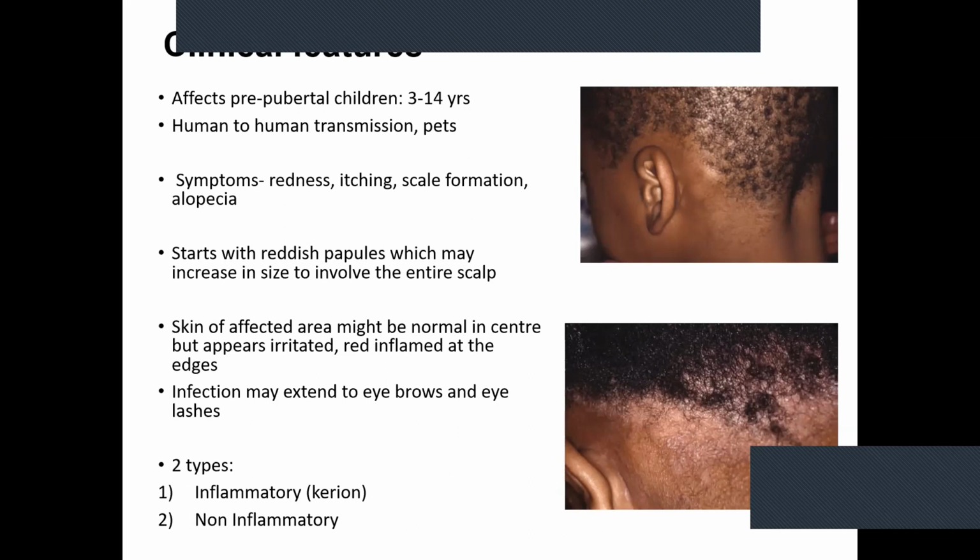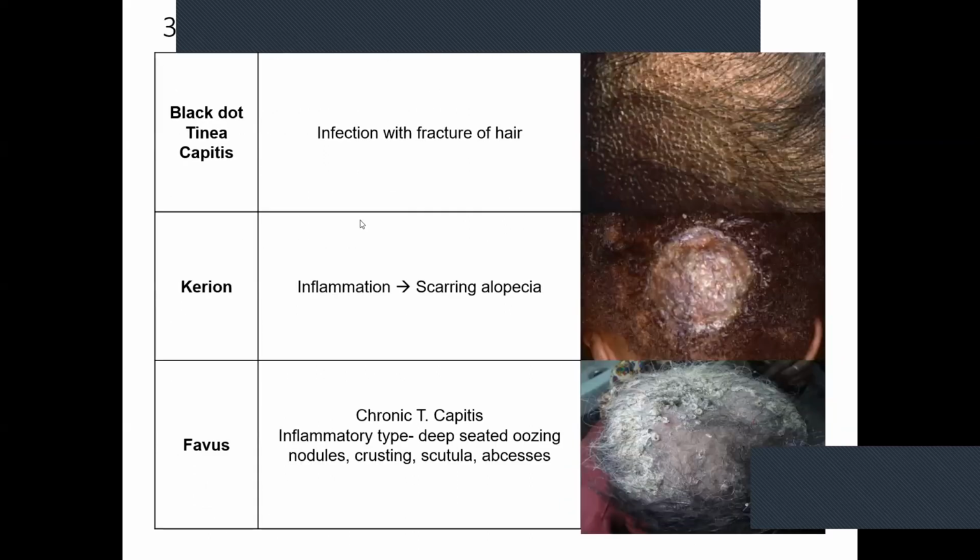You can see classically the involvement of the scalp, and then the infection may extend to the eyebrows and the eyelashes. The infection is mainly of two types, that is inflammatory, like the kerion, and non-inflammatory. Three clinical types of tinea capitis are seen. One is black dot tinea capitis, where there is infection with fracture of hair, and it will be seen like black dots over the scalp. Then kerion is basically a lot of inflammation which can cause scarring alopecia. And favus is inflammation again and again which can cause crusting, deep-seated oozing nodules, scutula and abscesses.